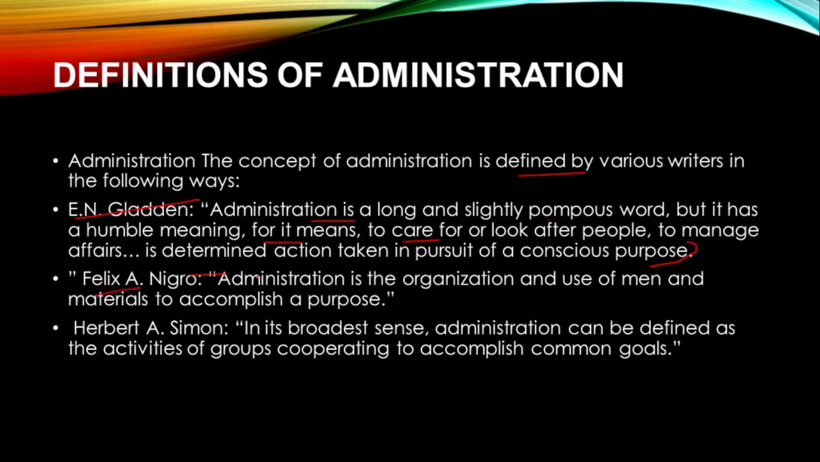Then Felix A. Nigro: administration is the organization and use of men and material to accomplish a purpose. Herbert A. Simon, in its broadest sense, defined administration as the activities of groups cooperating to accomplish the common goal of the organization. So for him, administration is group activity to achieve a common goal of the organization.